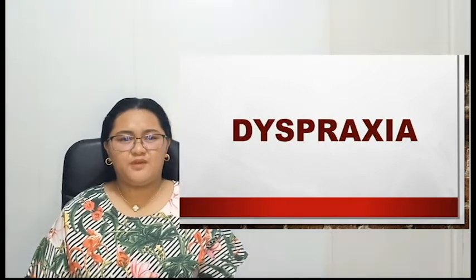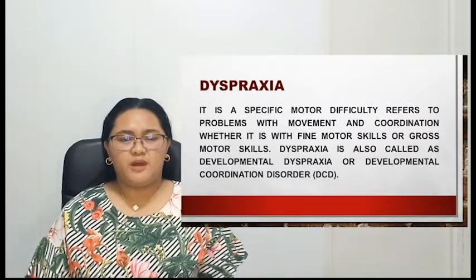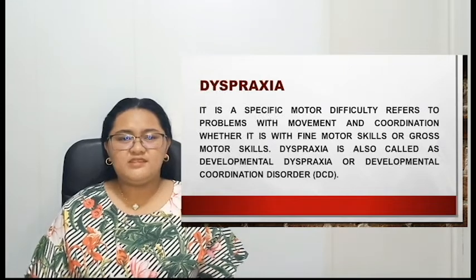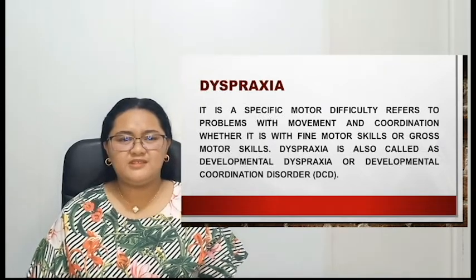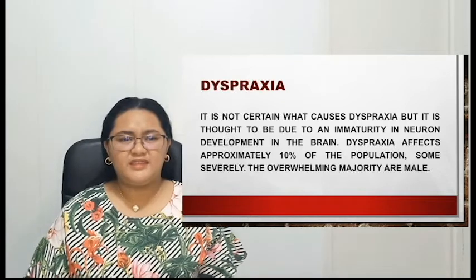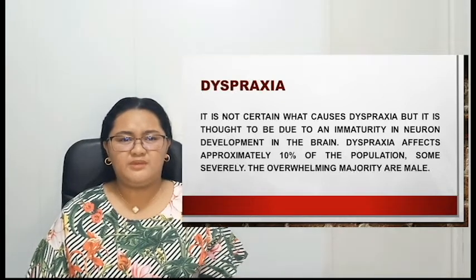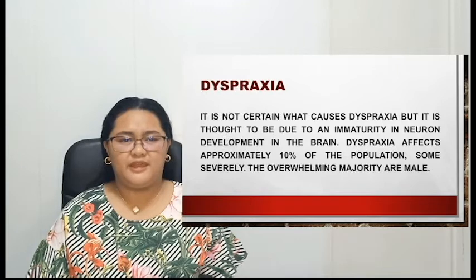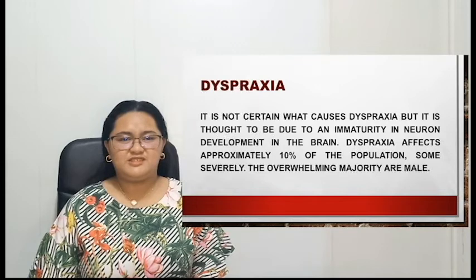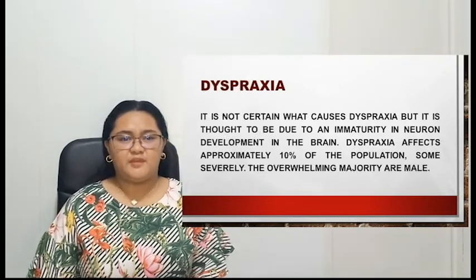Dyspraxia is a specific motor difficulty. It refers to problems with movements and coordination, whether it is fine motor skills or gross motor skills. Dyspraxia is also called developmental dyspraxia or developmental coordination disorder. It is not certain what causes dyspraxia, but it is thought to be due to an immaturity in neuron development in the brain. Dyspraxia affects approximately 10% of the population, and some are severely affected. The overwhelming majority are males.